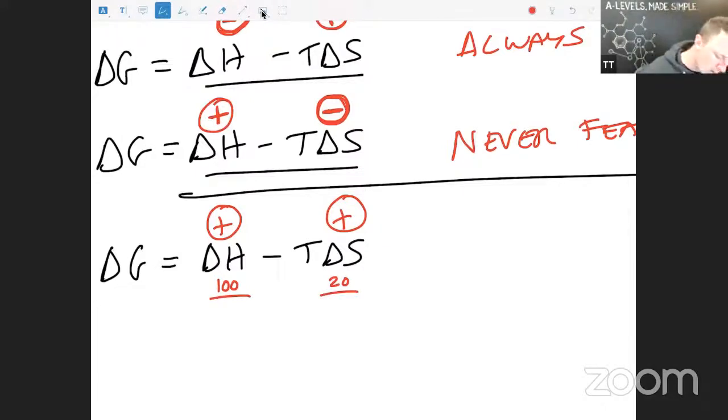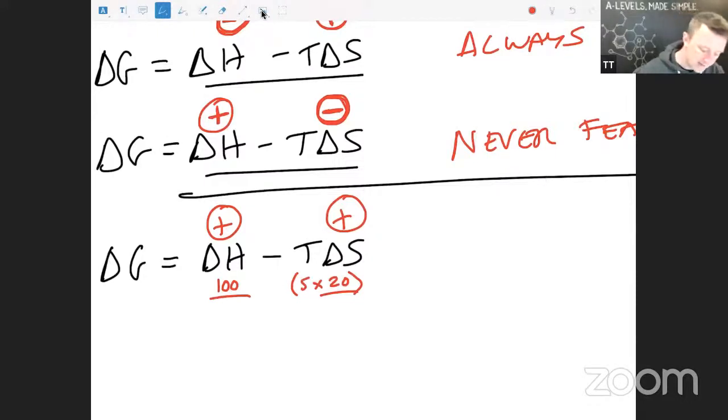Now, if temperature was 2, just picking easy numbers here, 100 minus 2 times 20, is it feasible at that temperature of 2? It's 40, isn't it? So the answer for delta G here is plus 60. What if I change that to a 3? Still not feasible. What number do I need to put in T to make it feasible? Delta H does need to be smaller than T delta S. So it needs to be 5, absolutely.